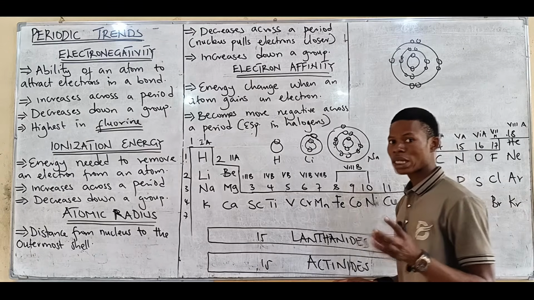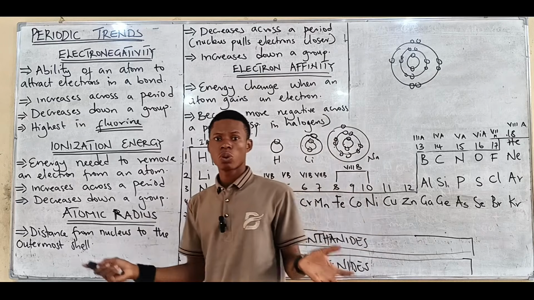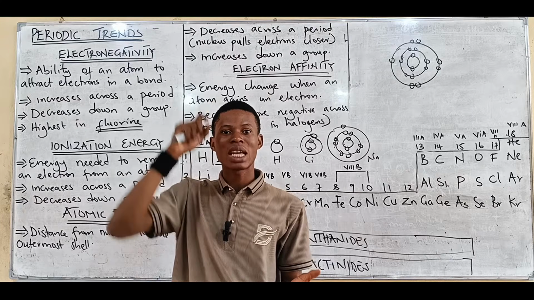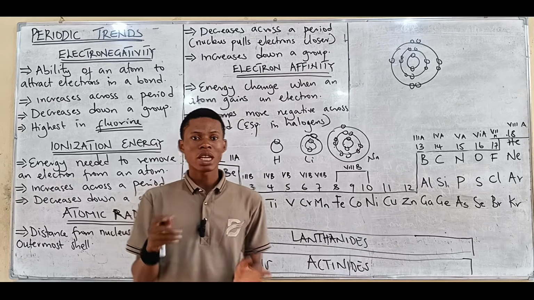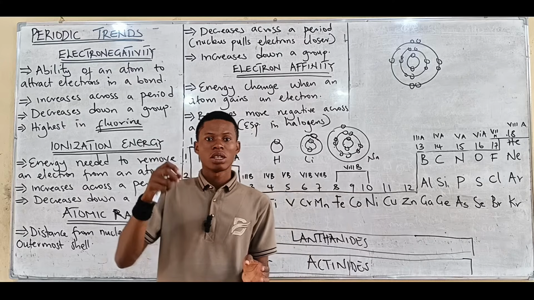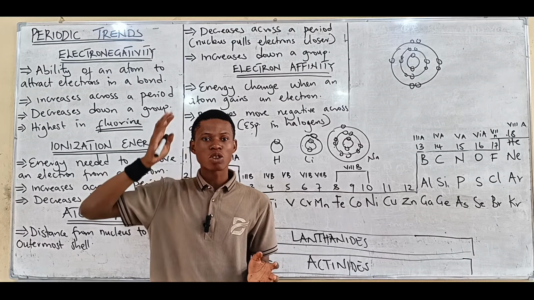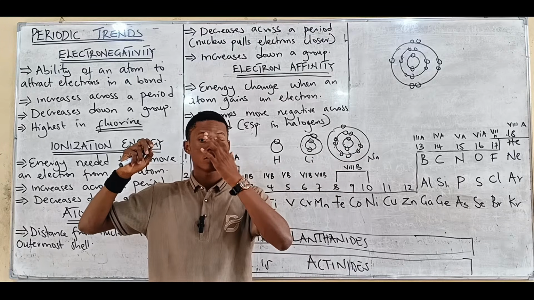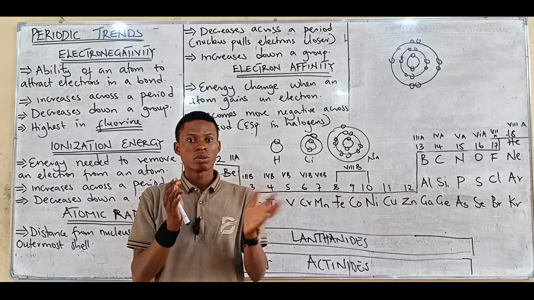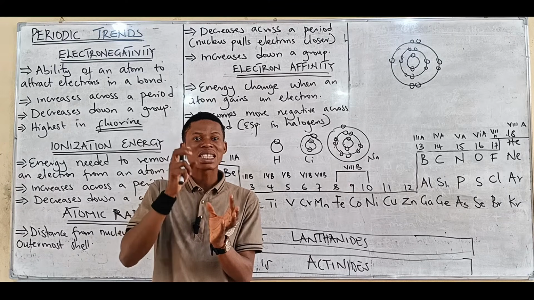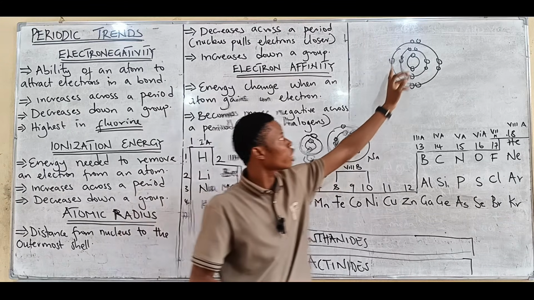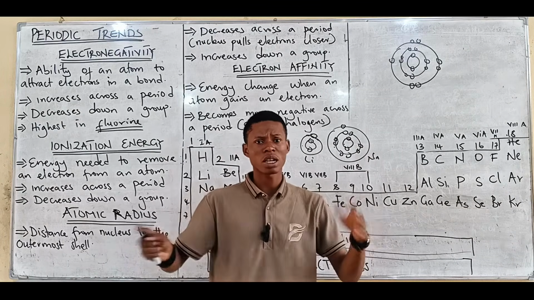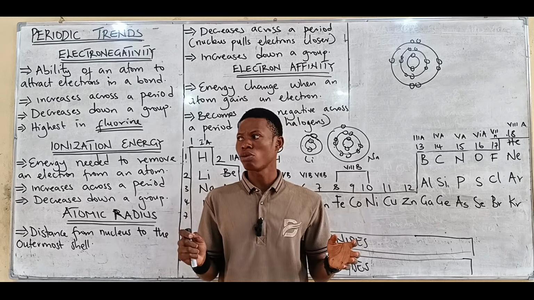Remember the octet rule that says that elements tend to have a stable configuration of 8 electrons in the outermost shell. So the outermost shell, except hydrogen, tends to be what? 8. Helium is 2, already balanced, noble gas. But that's duplet configuration. Other ones tend to have 8 in the outermost shell, meaning that if this outermost shell, which is the valence shell, is not up to 8, then it is not stable. It will be moving around, trying to be balanced, trying to be stable, right?